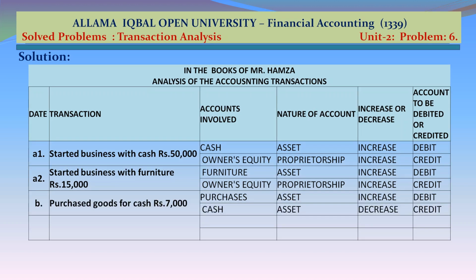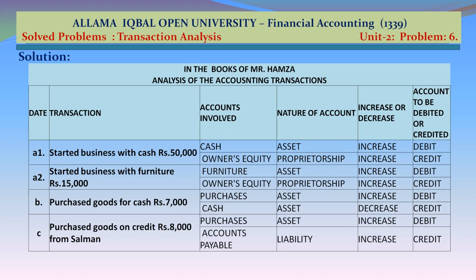B. Purchased goods for cash 7,000 rupees. Accounts involved are purchases and cash. Purchases is an asset account, cash is an asset account, because it relates to inventory. Asset account increase, cash account decrease. Purchases account debit, cash account credit.